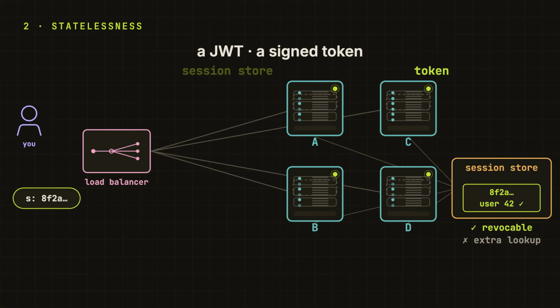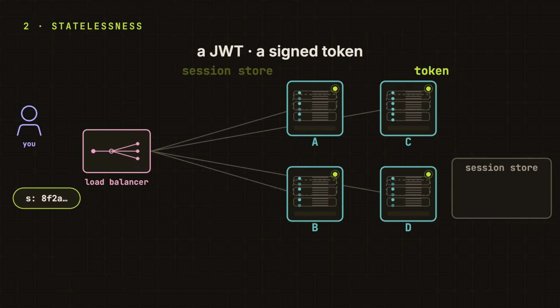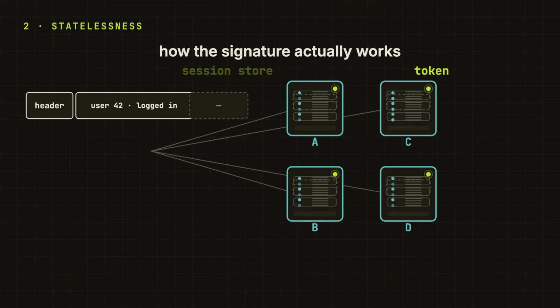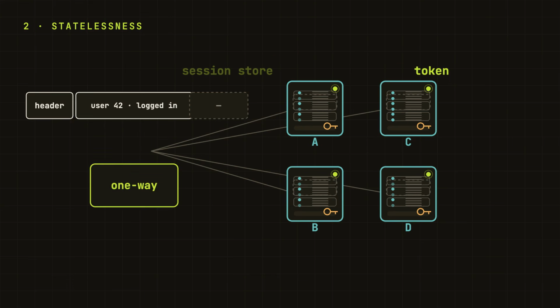The second way is a JWT, a JSON Web Token. Here, instead of storing a session, the server gives your browser a signed token that already contains your identity, like "user42 logged in," with a cryptographic signature that proves the server created it and nobody tampered with it. And how does that signature actually work? Our servers share one secret key that only they know. The server takes the contents of the token, mixes them with that secret, and runs the whole thing through a one-way scrambling function. And the result is the signature stuck on the end.